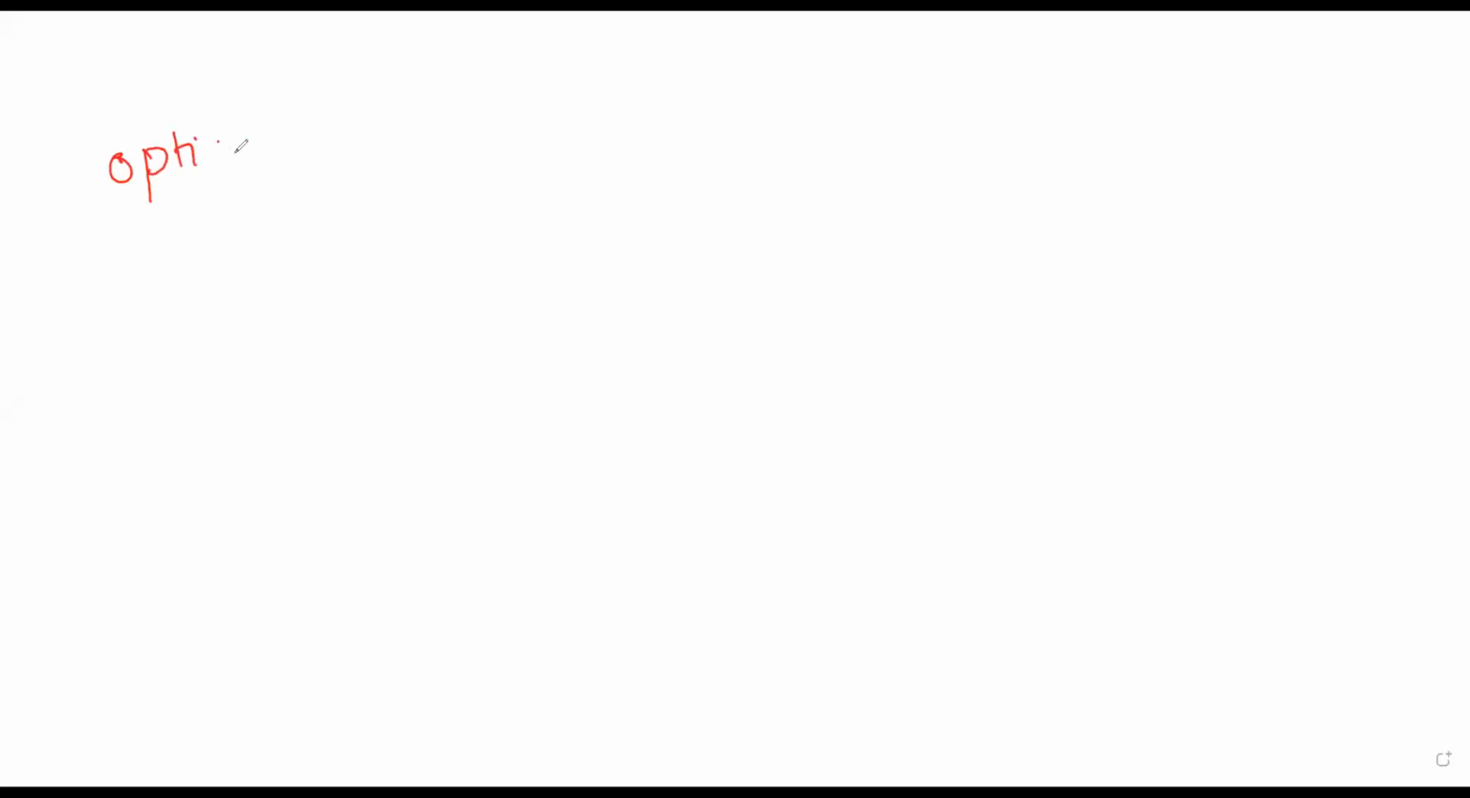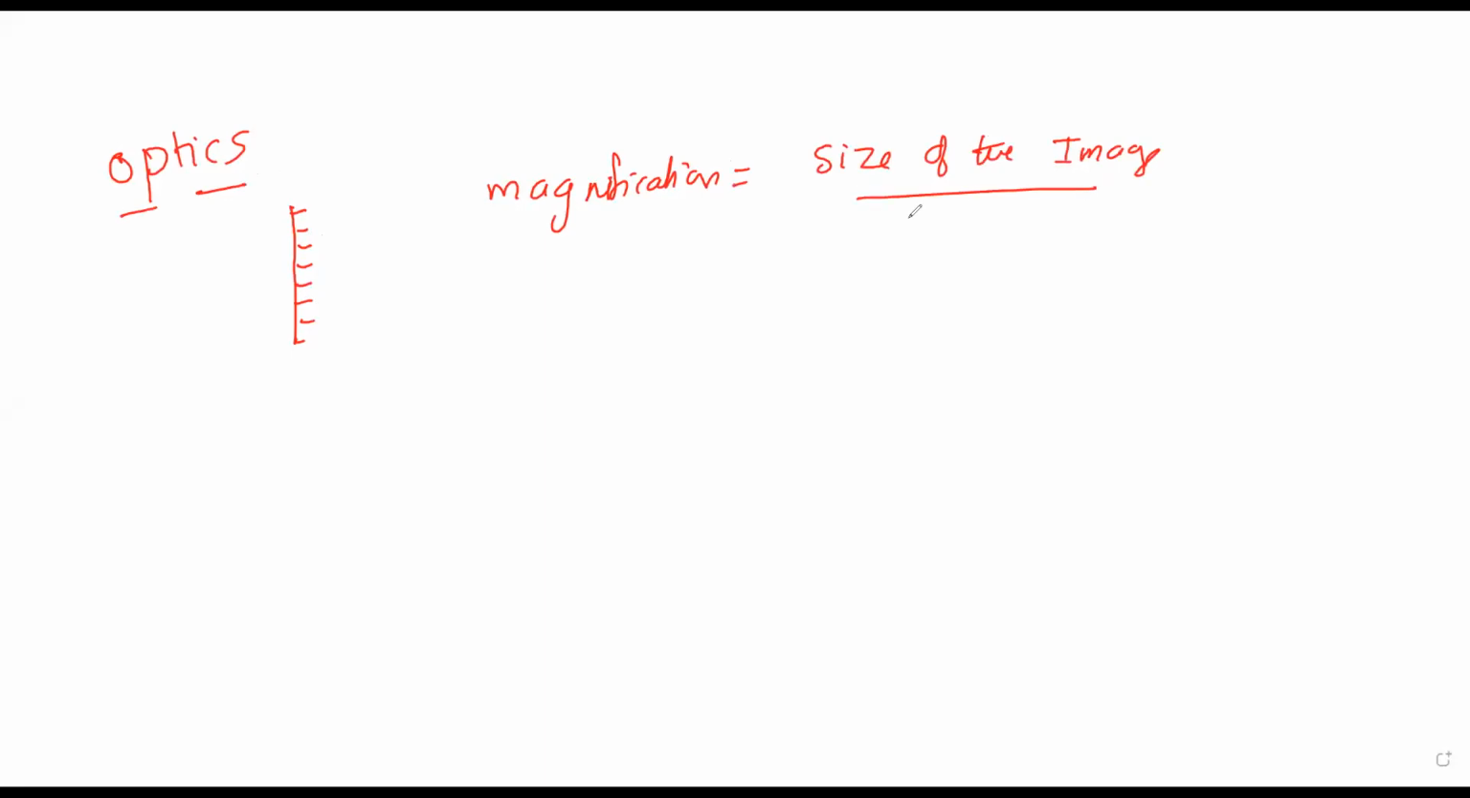Yes, children. See, in optics, we learned regarding the concept one. In the concept one, basically, what you learned regarding the mirrors, right, children? In the mirror, the magnification, you asked it out, right? So, magnification is given by, okay, magnification is equals to size of the image by size of the object. Clear?